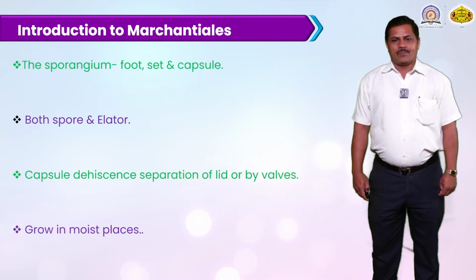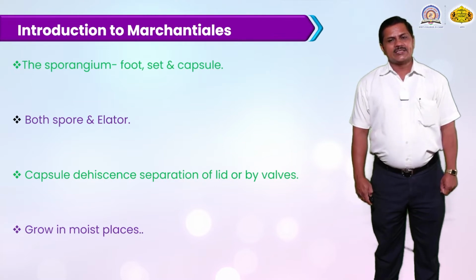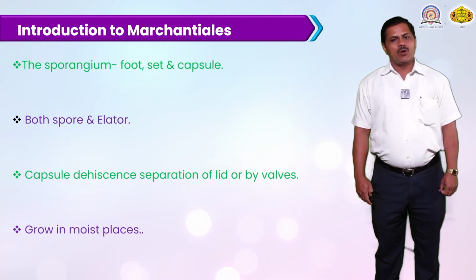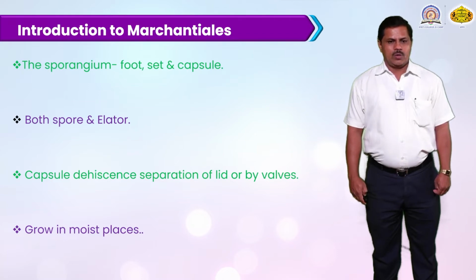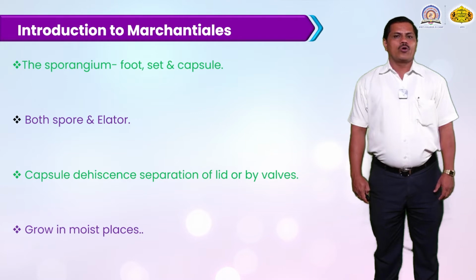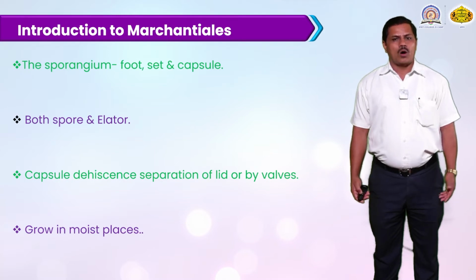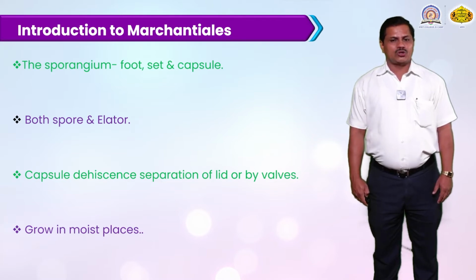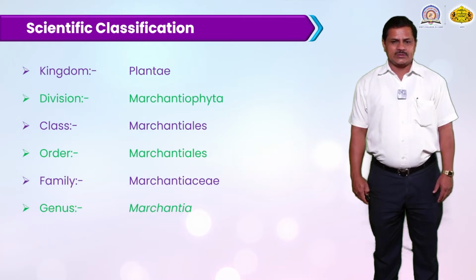The sporangium is clearly distinguished into foot, seta and capsule. Both spores and elaters develop inside the capsule. The capsule dehisces, separating by a lid or by the wall. Means at the marginal portion it dehisces, it ruptures, and the spores ooze out to the outside. All Marchantia species grow mostly in moist places.